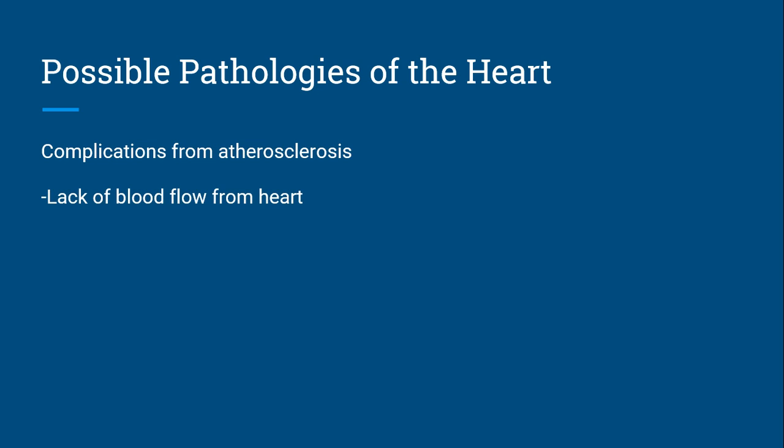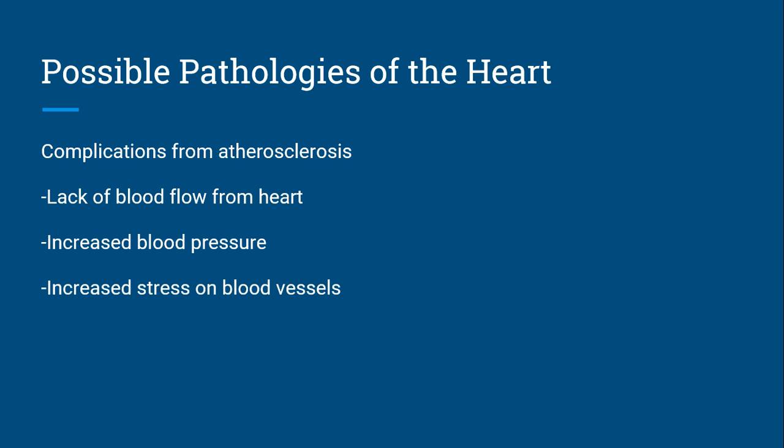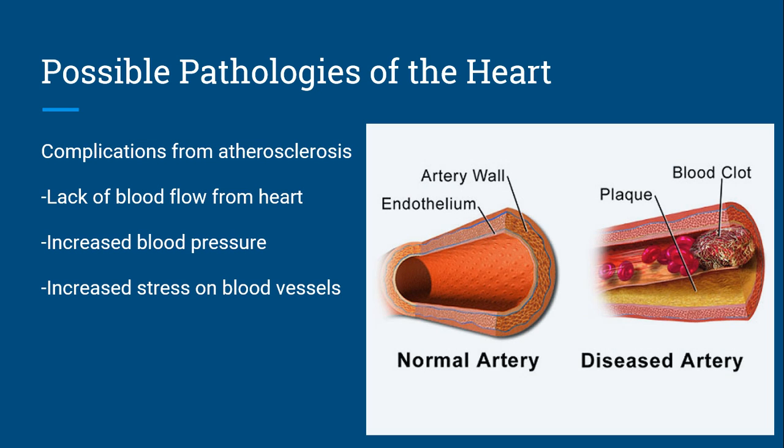So some possible pathologies of the heart: complications from atherosclerosis, leading to a lack of blood flow from the heart, increased blood pressure, and increased stress on blood vessels, causing increased damage to the endothelial lining. As you can see in this picture, the difference between the normal and the diseased artery: clotting leading to decreased blood flow to other areas of the body.